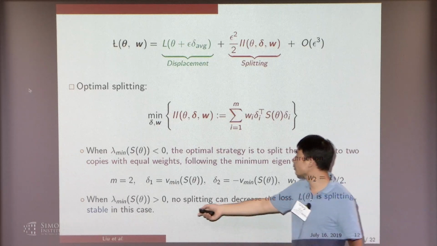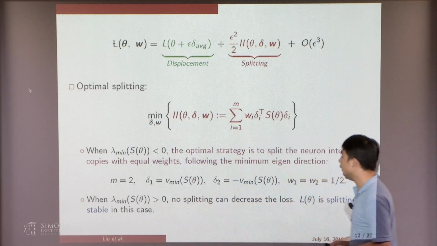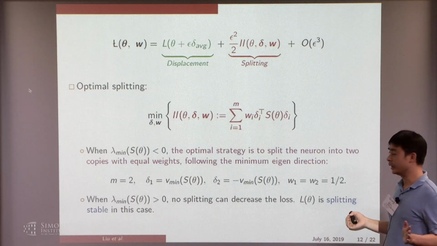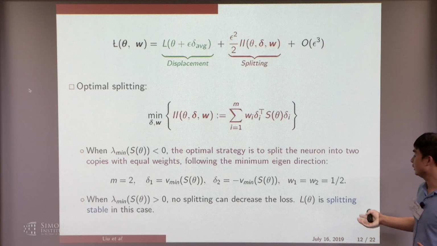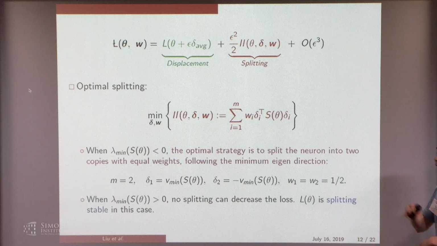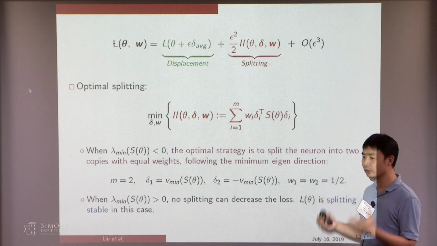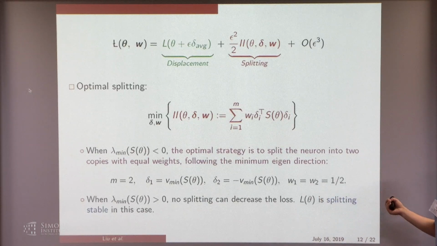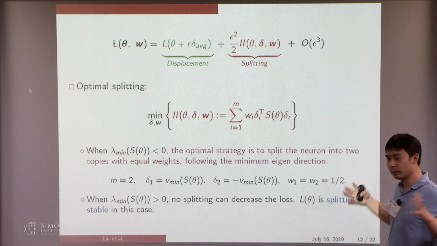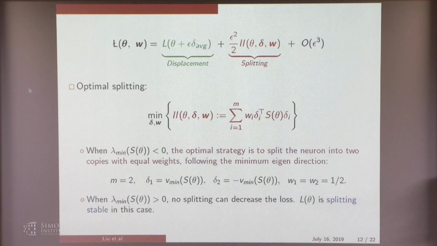And then if the minimum eigenvalue is larger than 0, then no splitting can decrease the loss. In this case, it's splitting stable, meaning that no matter how you split the neurons, it's going to stay the same. Even if you split epsilon away, it will be pushed back if you further update.